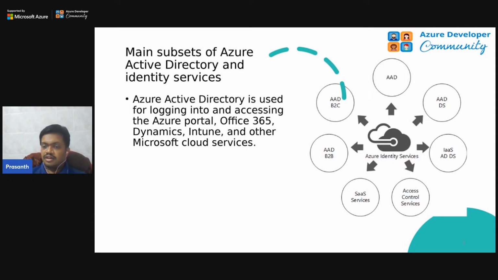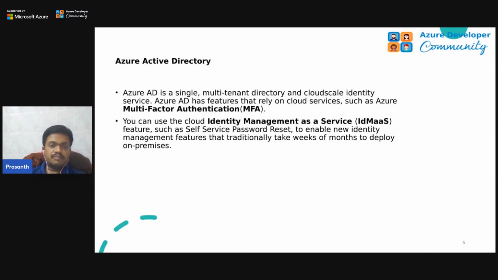And as you see here, Azure identity services can be of different types. We have AAD, AAD DS, which is domain services, and also access control services, then we have SaaS services, and business to business, that is Azure Active Directory B2B, as well as AAD B2C, that is business to customer. So we'll see one by one what each means.